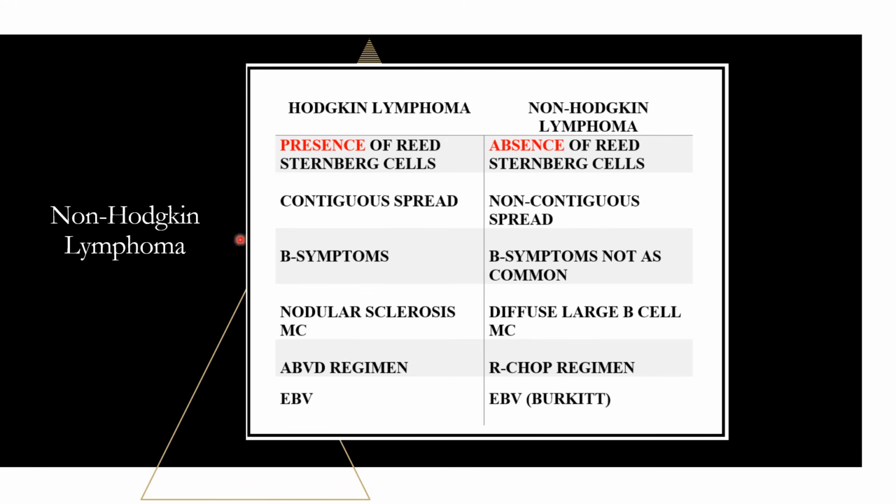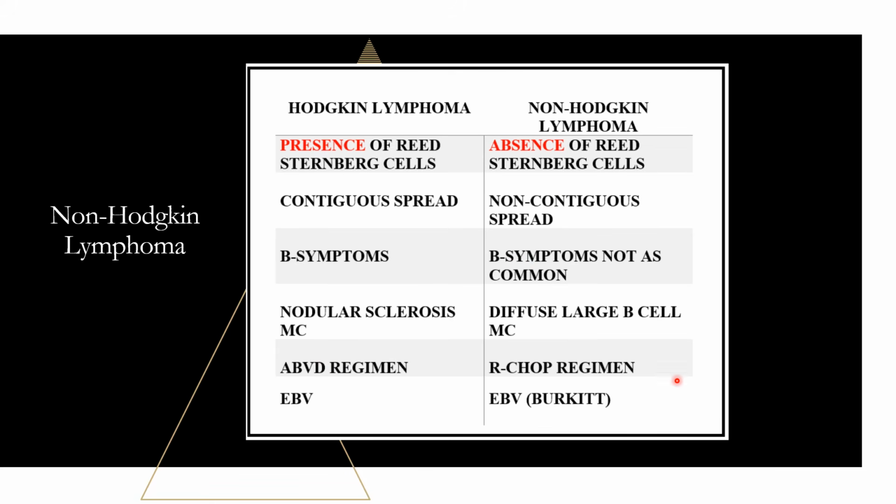Hodgkin lymphoma, remember, B symptoms are more common. Non-Hodgkin, it can definitely happen, but generally not as common as in Hodgkin lymphoma. Hodgkin lymphoma, remember, nodular sclerosis is your most common type. Non-Hodgkin, we're looking more at diffuse large B cell as our most common type. Hodgkin lymphoma, the regimen for chemo is going to be your ABVD regimen. Non-Hodgkin, R-CHOP regimen. And then Hodgkin lymphoma, think of EBV infection.